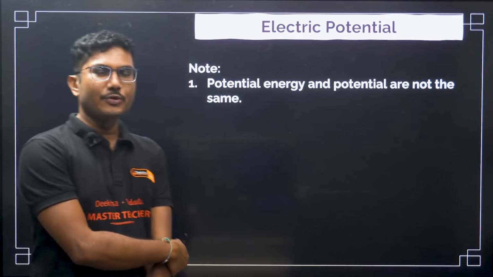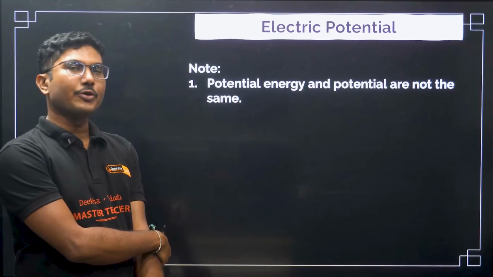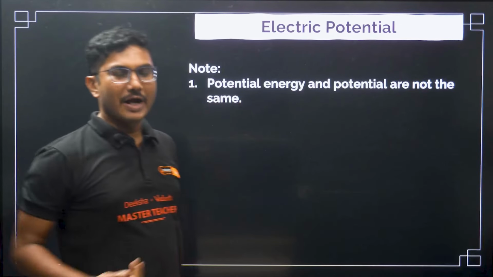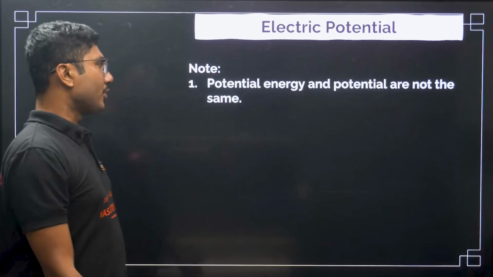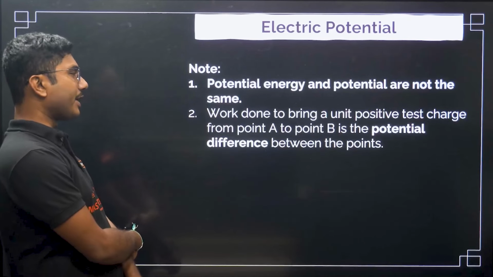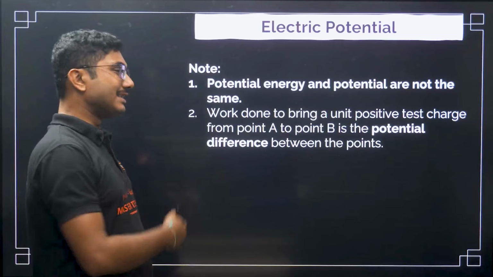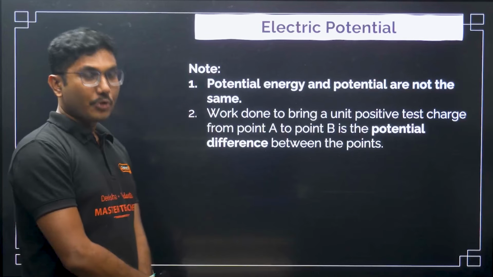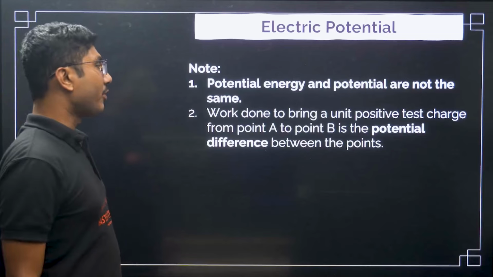Obviously, if you multiply potential with the test charge, you get the potential energy. Similarly, if you divide the potential energy by the test charge, you get the electric potential. Work done to bring a unit positive test charge from a point A to point B is called the potential difference between the points. In the next chapter, current electricity, potential difference takes the main stage. That is the main important thing.